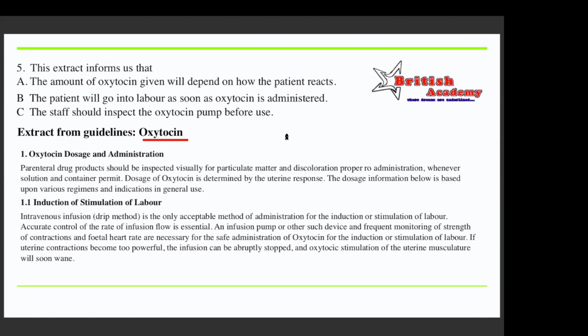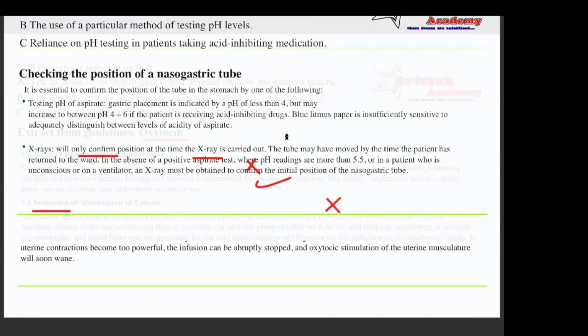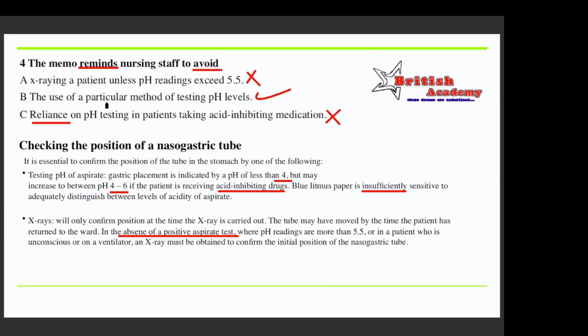Perfect. Okay. Now I'll just go back to the previous question once. Please bear with me because Rinsi has asked me a question. See, I understand the question says nursing staff is to avoid. Now it says even X-ray is not so sure. X-ray is not a confirmed one because even if we send the patient to the X-ray department and later when he comes back, the position can be changed. Also, it says litmus is also not the appropriate one.